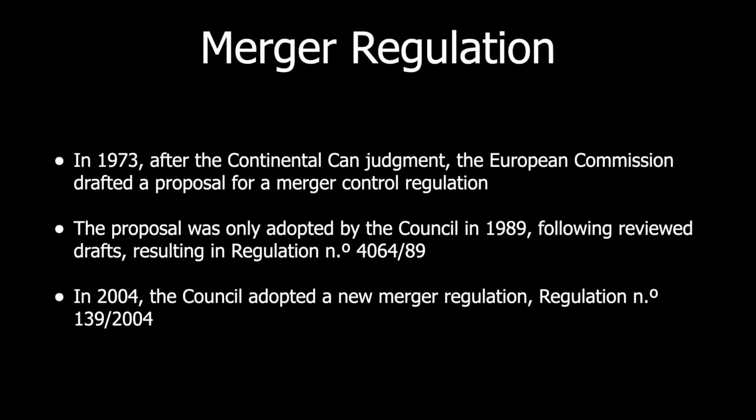Now, in 1973, immediately after the Continental Can judgment, the European Commission drafted a proposal for a merger control regulation. This was subject to ongoing discussions, but culminated in the adoption of a new instrument to control mergers only by 1989, with what was then Regulation 4064/89. In 2004, the Council adopted a new merger regulation, the regulation that is currently in force, Regulation 139/2004.